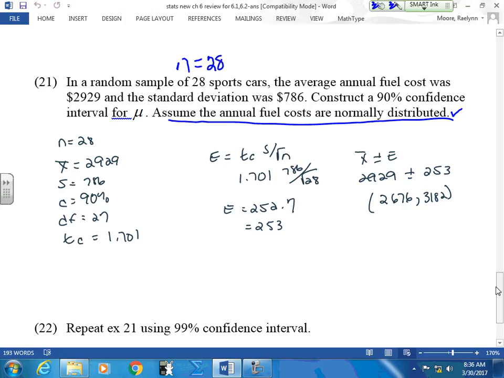standard deviation was $786. Let me ask you something. What is the subject of this sentence? Think back to English. What is the subject of this sentence? Random sample. The subject is random sample. So everything that I talk about relates to the sample, doesn't it? So notice, this is the sample mean. This is the sample standard deviation. How do I know that? Because Fleur just told me the subject was random sample. So everything relates to the random sample.